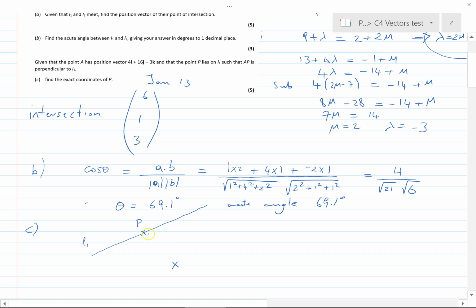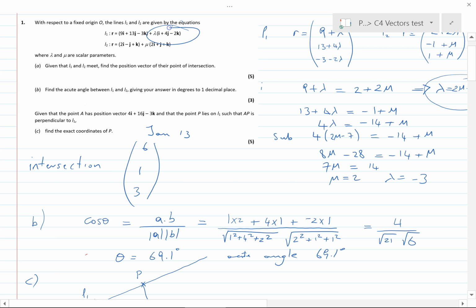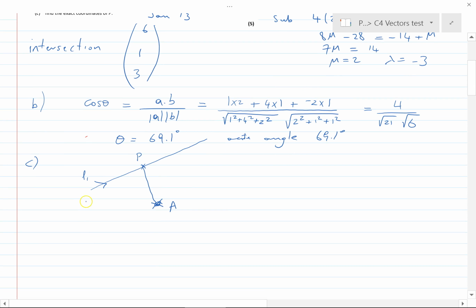Right, let's make this one a bit easier. So there's my point A, there's my point P. We know the position vector of A, and we want to find the position vector of P. Now we know the direction of the line. If we go back to that, that's this number here, 1, 4, minus 2. So that's direction 1, 4, minus 2.